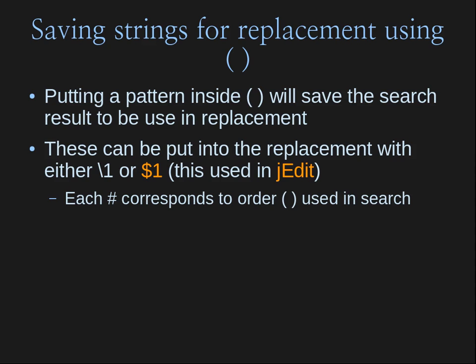And then when we make a replacement vector, or a replacement string, we can put those in there by doing either \ and a number, the number being which one of the order of parentheses it is, or in JEdit, a $1. So both of these can be used by different operating systems and different text editors. In JEdit is going to be $1. And again, the number corresponds to what we used in the search.